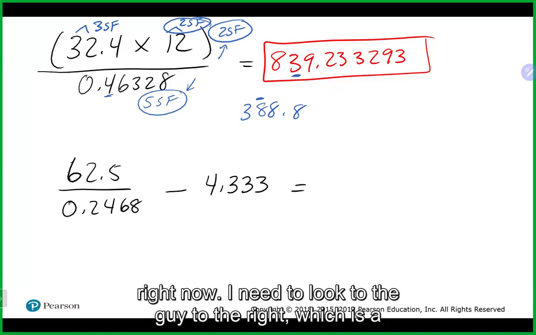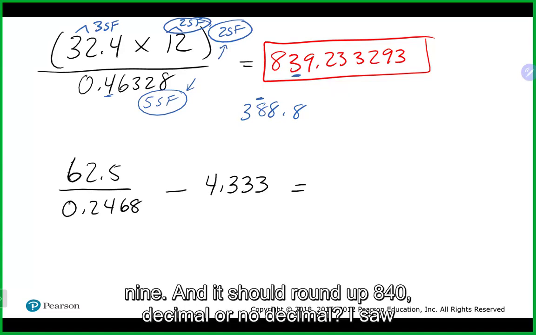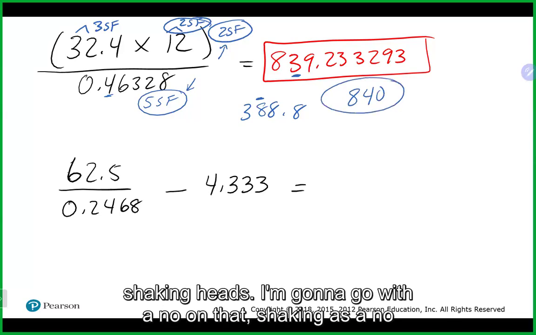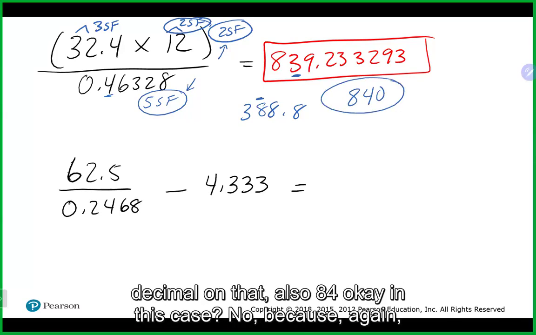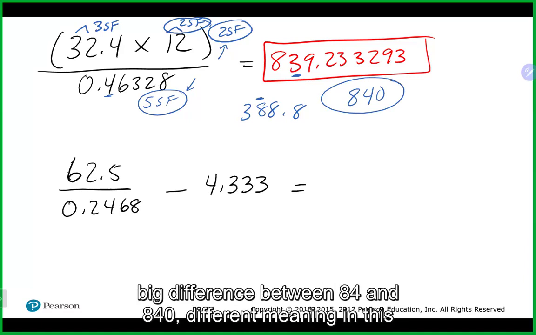Now I need to look at the digit to the right, which is a 9, and it should round up to 840, decimal or no decimal? I saw shaking heads, so I'm going to go with a no on that. So no decimal on that. Is 84 okay in this case? No, because again, there's a big difference between 84 and 840, a different meaning in this case.